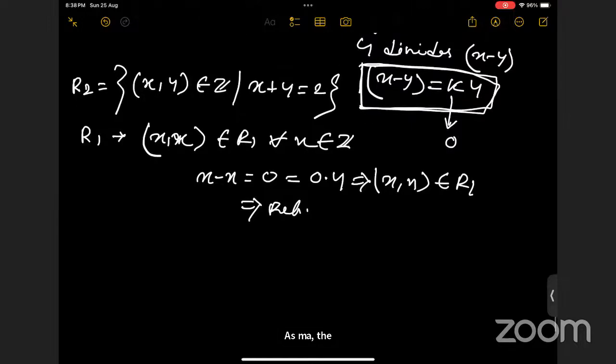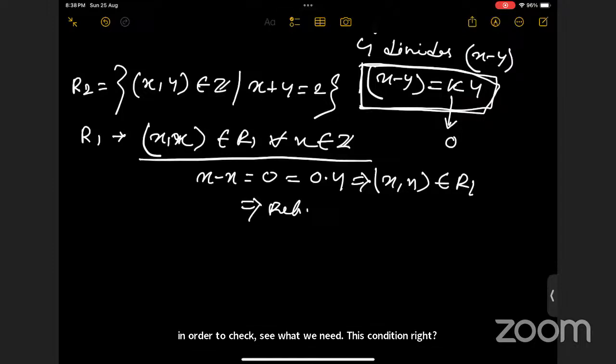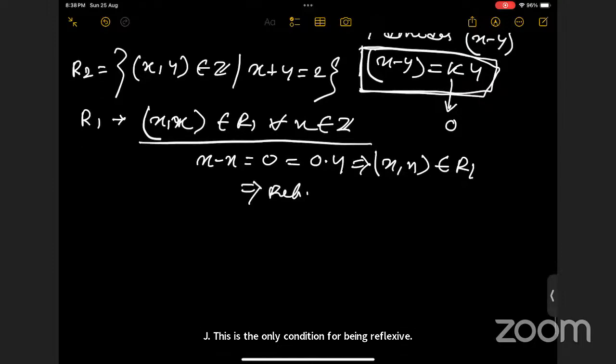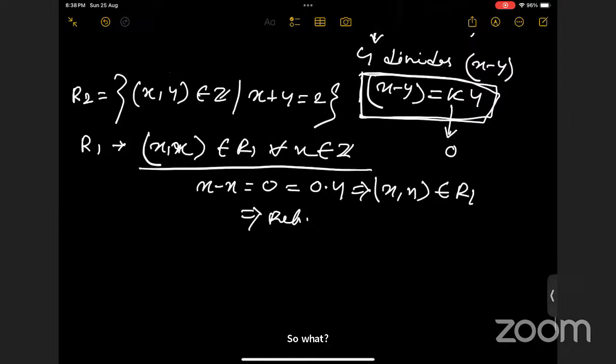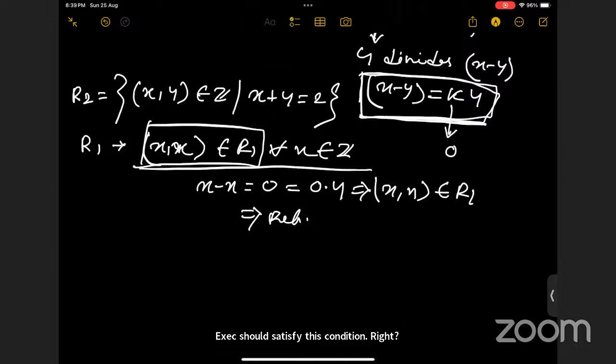So now we want to check whether this is a reflexive relation or not. In order to check reflexive, what we need is this condition: (x, x) should be in the relation for every x belongs to Z. This is the only condition for being reflexive, right? So if (x, x) belongs to R1, that means (x, x) should satisfy this condition. That is what we need to check.